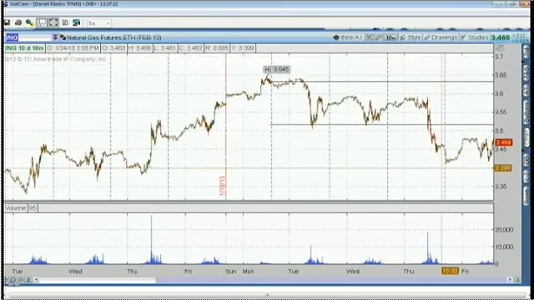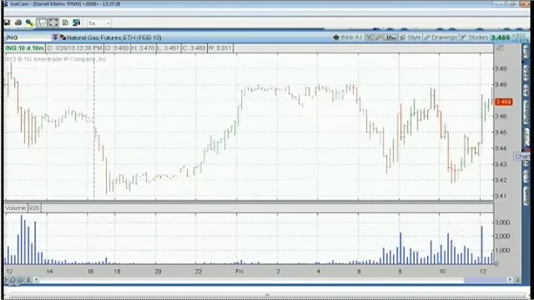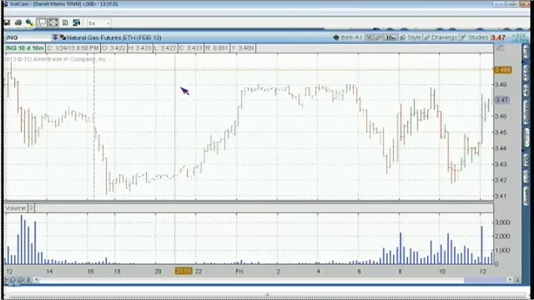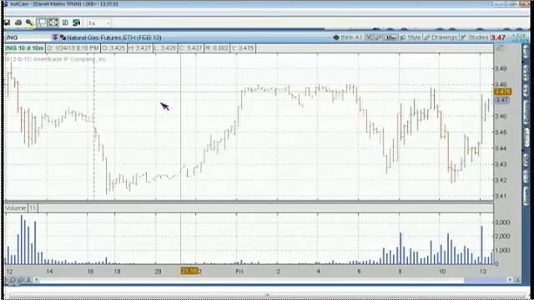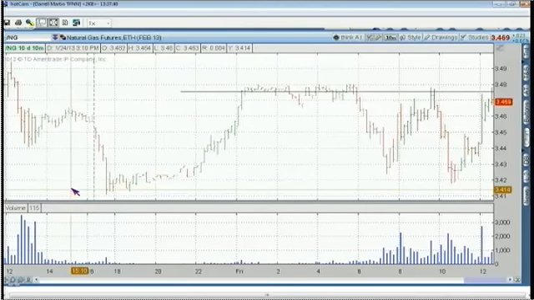And then natural gas. Natural gas right here has been a pretty tight trading range today, so it's one that usually we see a lot more movement out of. But nevertheless, we did have an expectation that it moved to 3.475, and it did. And then we had an expectation that it'd move lower to 3.417, and right there.